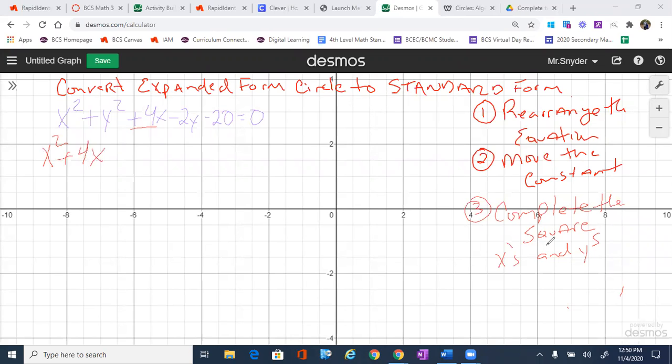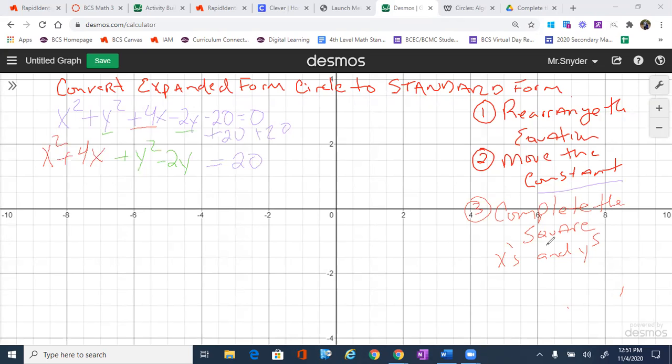And then I'm going to look at my y values. So I've got y squared minus 2y. And then I am going to move the positive 20, which is our constant. That's our second thing. Move the constant over to the other side. Okay, so that is going to equal positive 20.